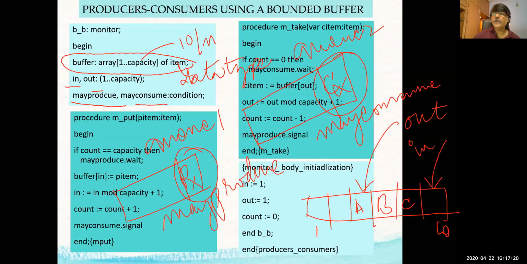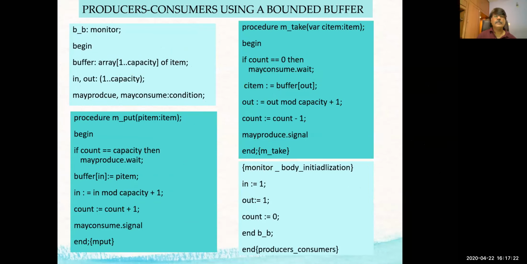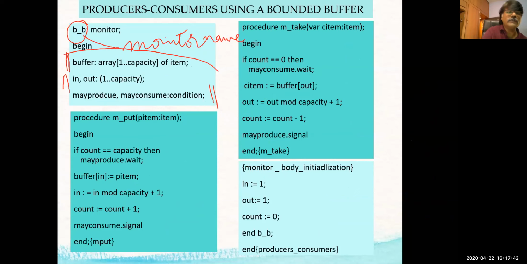Here again, you understand that there are two functions in the monitor. Name of the monitor is B_B. This is the monitor name. Buffer is private to the monitor. In and out pointers are private to the monitor. May consume, may produce, these conditions are private to the monitor. So these all are private to the monitor. They cannot be accessed by outside processes.